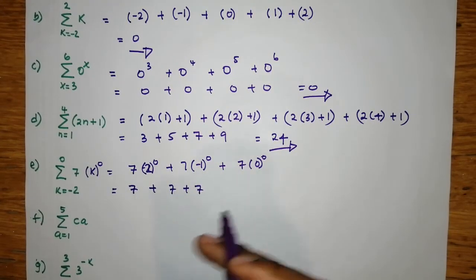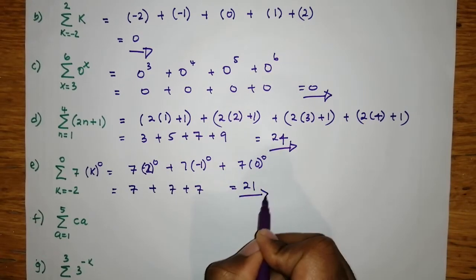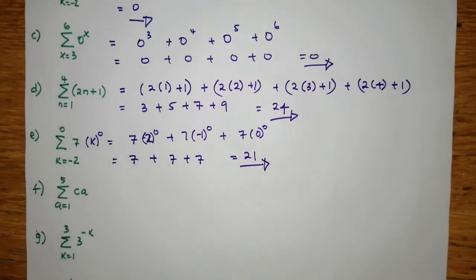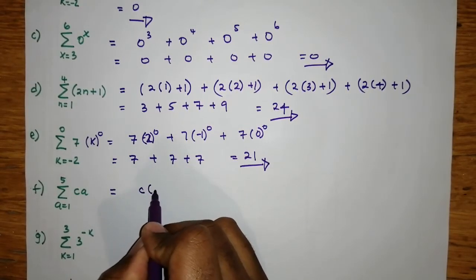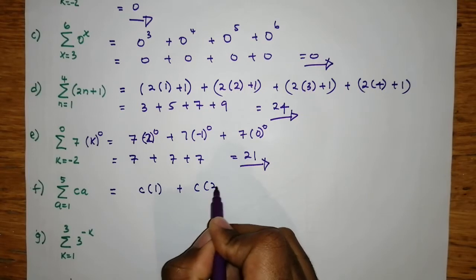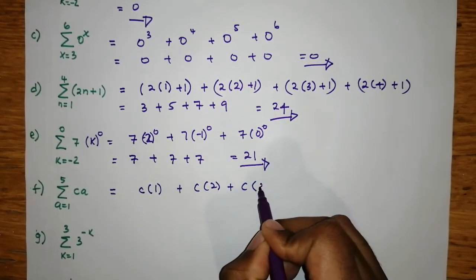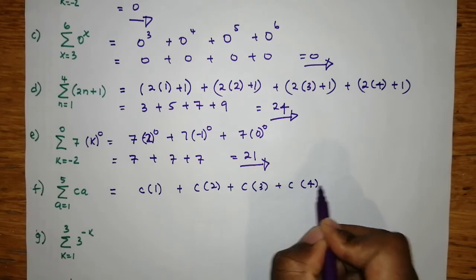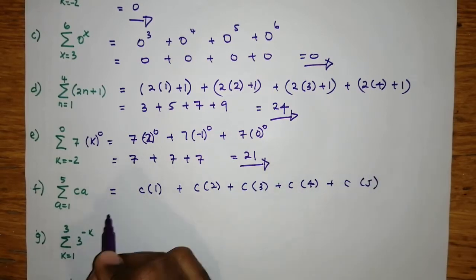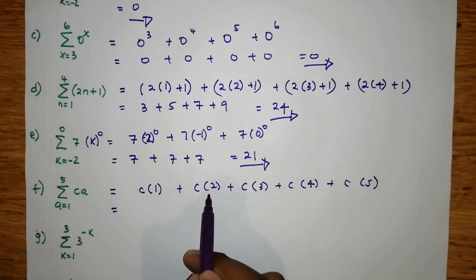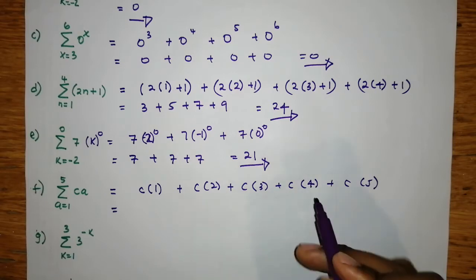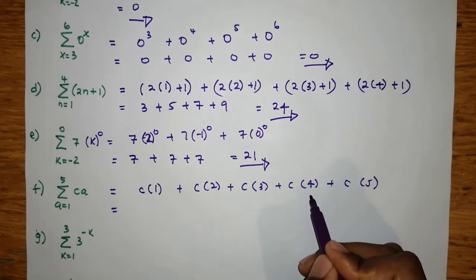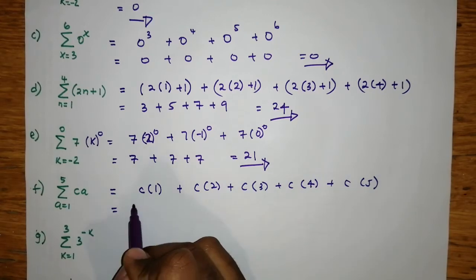7 plus 7 is 14, plus 7 is 21. Okay, so we look at this one. We've got C times A right here, and we're told that A starts from 1. So it's going to be C times 1 plus C times 2 plus C times 3 plus C times 4 plus C times 5, right? So 1C plus 2C, that's 3C, plus 3C, that's 6C, plus 4C, that's 10C, plus 5C, that's 15C.